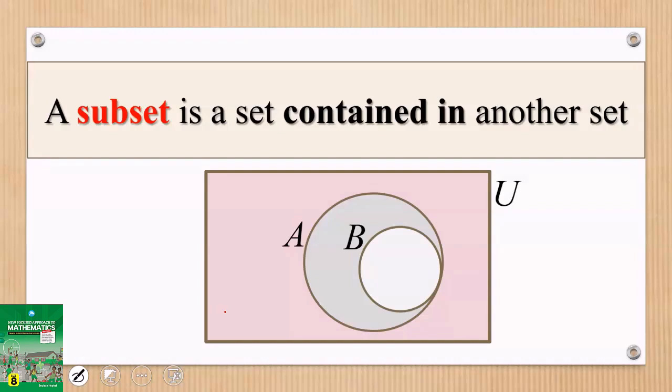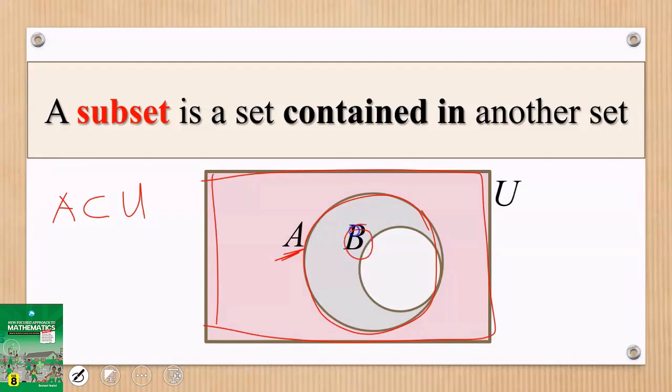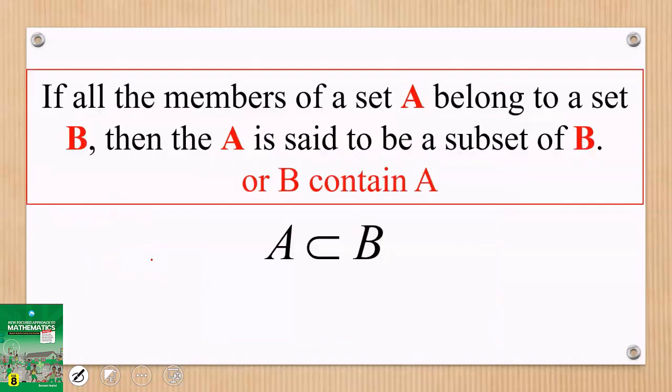Right. So in representation with a diagram, this rectangle represents the universal set. You see set A, that is the circle, the ash one. That is set A. So we can say set A is a subset of the universal set. Then set B also is inside set A. So we can say B is a subset of A. That is what subset is all about. A set contained in another set.